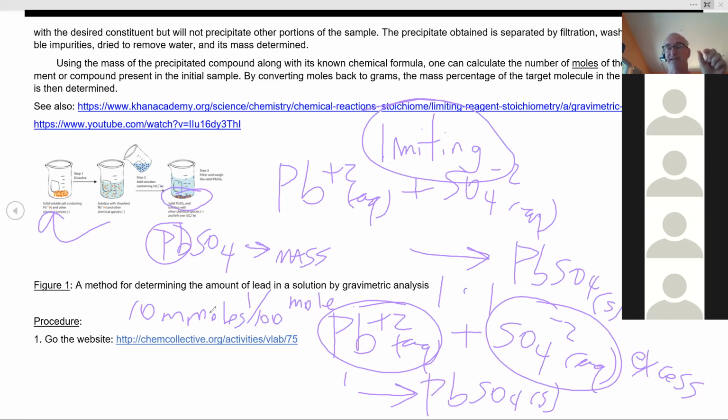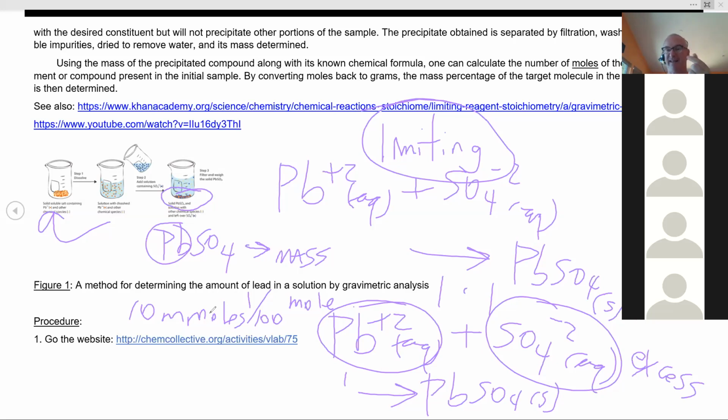So we're going to add a little bit of silver, measure how much precipitate forms. We're going to add a little bit more, see how much precipitate forms, and add a little bit more and see how much precipitate forms. And at some point, it won't matter how much more silver you add. You won't get any more precipitate. But we need to go beyond the amount required to ensure that we precipitate all of the arsenate.